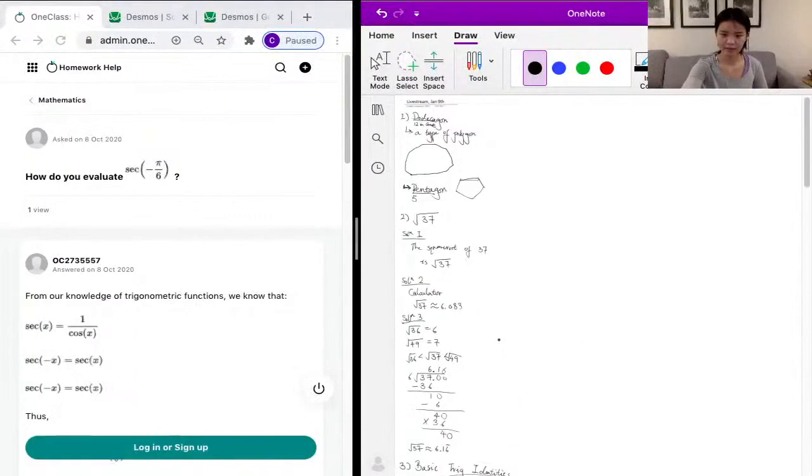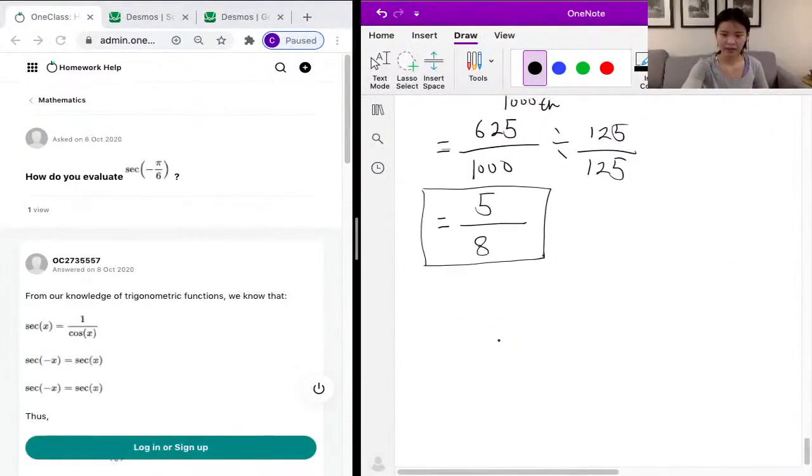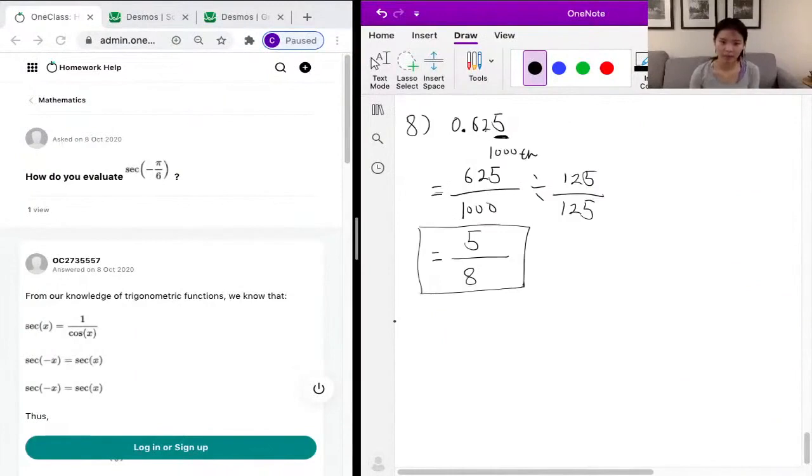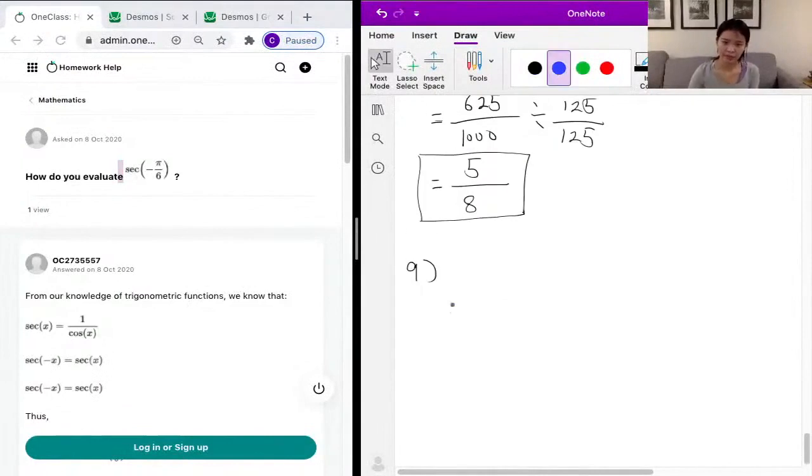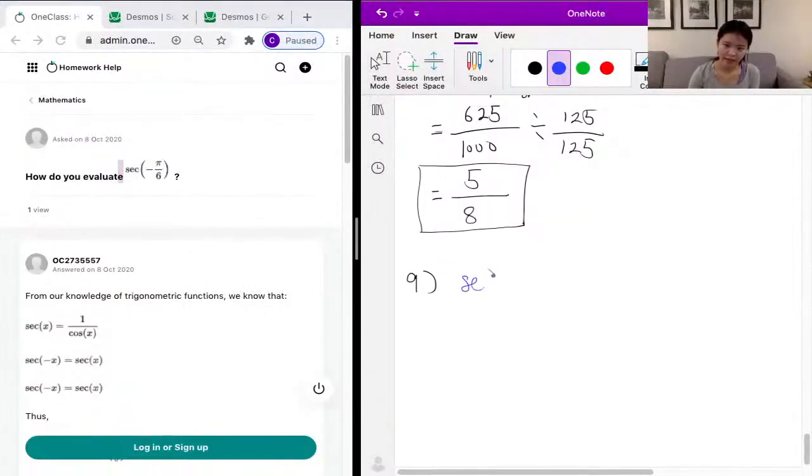Nice. Okay. Our next problem is the secant of negative pi over 6. It's asking us for the exact value. Before starting, we need to know that the secant of an angle is 1 over the cosine of the angle. So to evaluate the secant of negative pi over 6, we need to find the cosine of negative pi over 6, and then we'll just reverse the order of it. So now let's find the cosine of negative pi over 6.